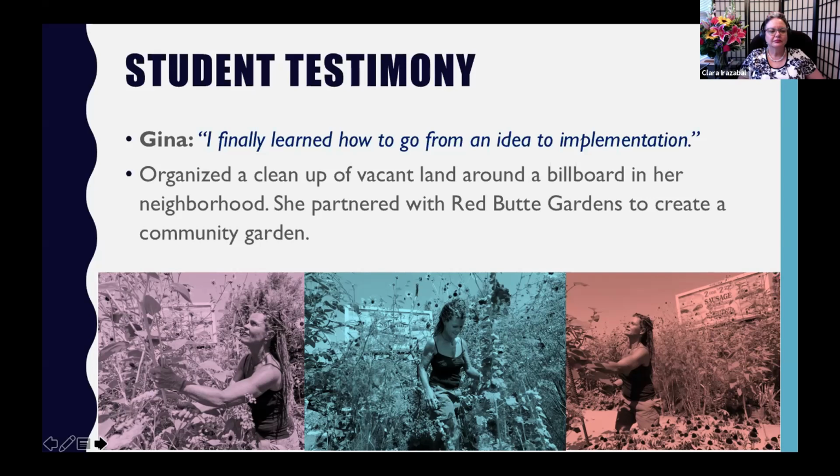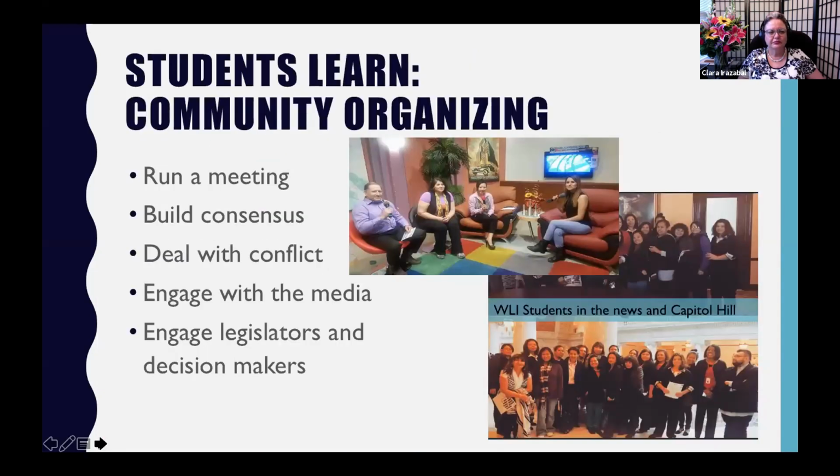So the idea in this class is that they are connected to many resources. For example, they go to Capitol Hill and think about how to advocate for something with the legislator. They're also taught to go to Univision and get their word out about the project that they're doing in their community.